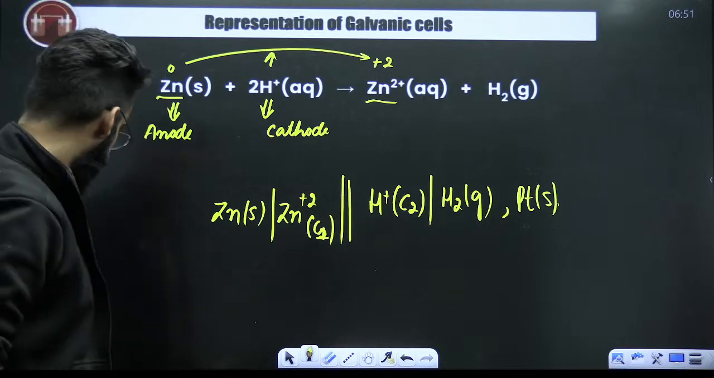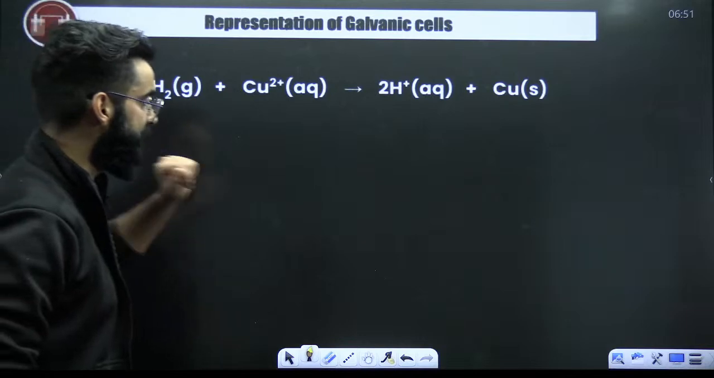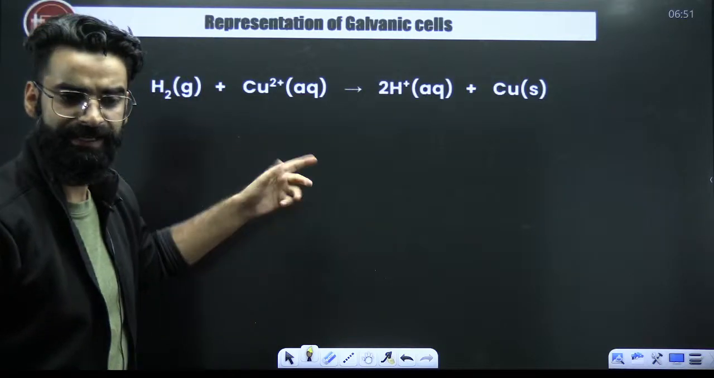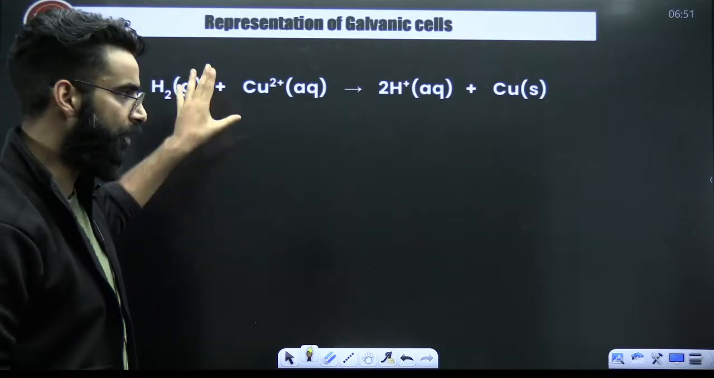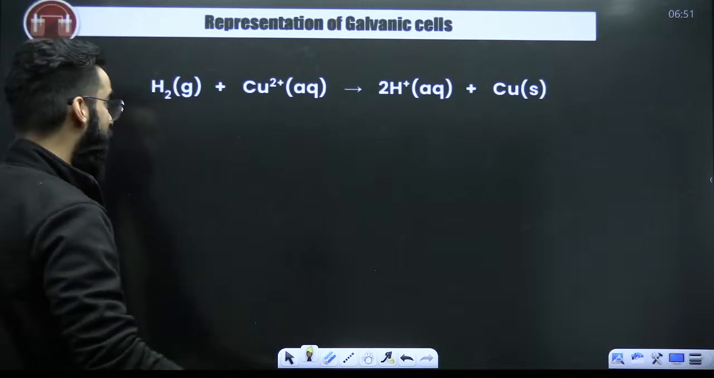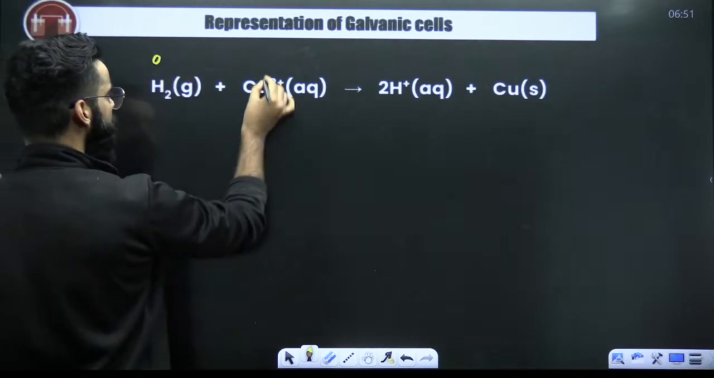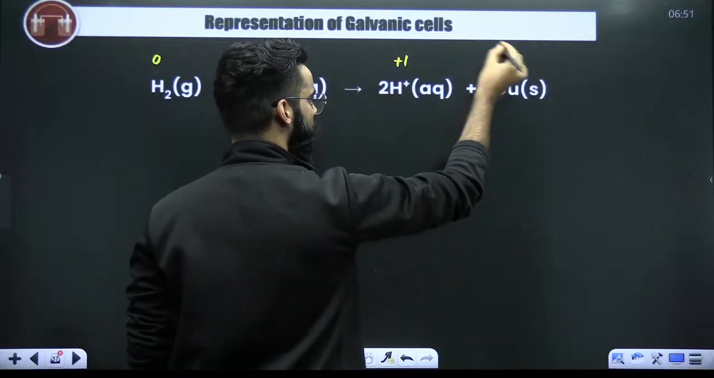Okay? Let me take one more example, and with that, we'll be moving on to the new concept. See, guys. Let's assume you have got a galvanic cell in which this is the net cell reaction. By looking at the net cell reaction, try to represent the galvanic cell. How? The charge on hydrogen is 0. The charge on copper is plus 2. The charge on hydrogen is plus 1. The charge on copper is 0.